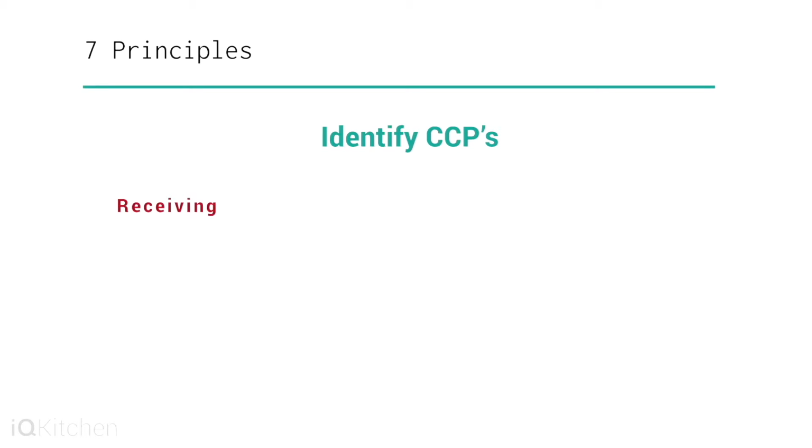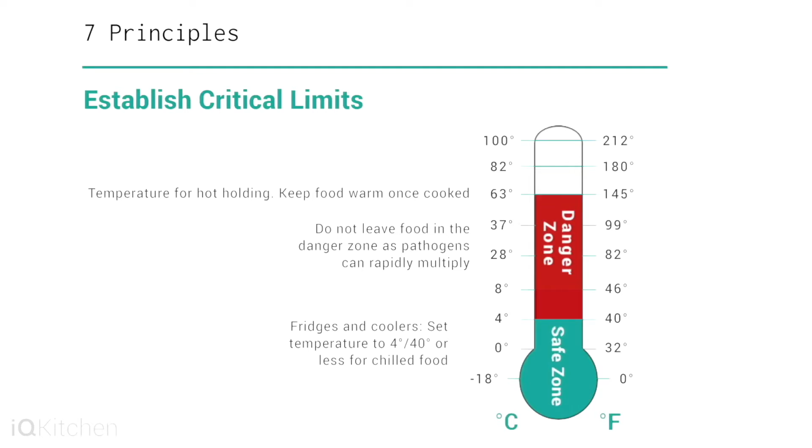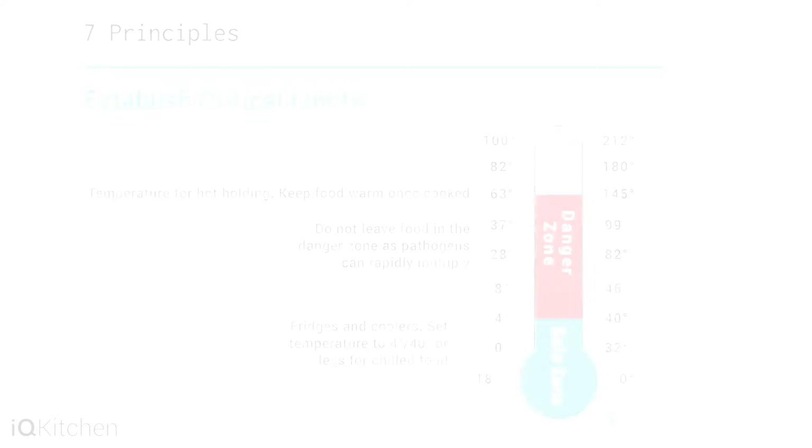A critical control point, CCP, is a point, step, or procedure at which control can be applied and a food safety hazard can be prevented, eliminated, or reduced to acceptable levels. Principle 3. Establish critical limits. A critical limit, CL, is the maximum and/or minimum value to which a biological, chemical, or physical parameter must be controlled at a CCP to prevent, eliminate, or reduce to an acceptable level the occurrence of a food safety hazard.